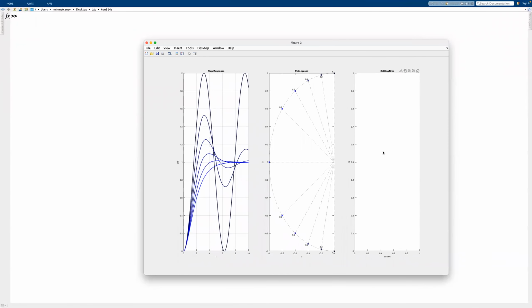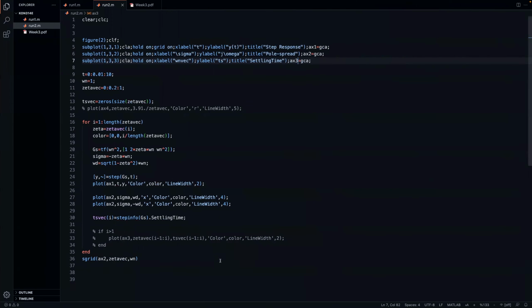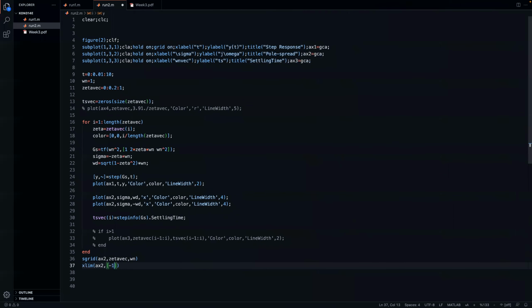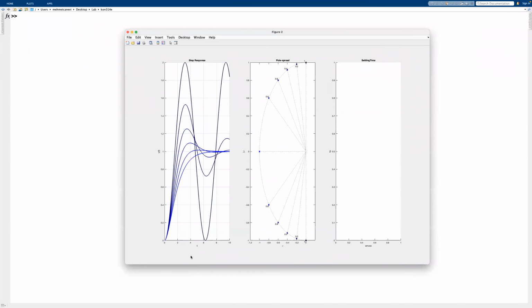So now you can see that actually we have a half circle here. Again, I'm going to zoom out a little bit here. So x lim of x2 minus 1.2, 0.2, just a little adjustment to see the whole circle here.